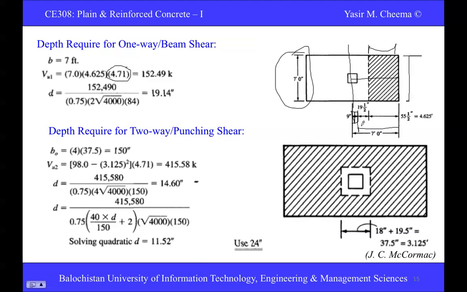So this is 7 foot 9 inch. Now we know this dimension. This dimension is the D. This dimension is equal to D. So D is this one. So the remaining dimension is now 7.